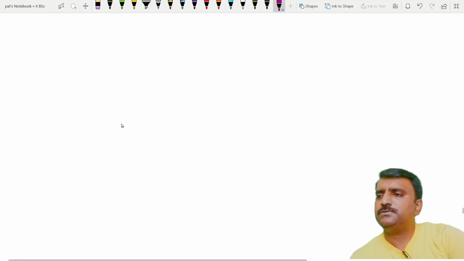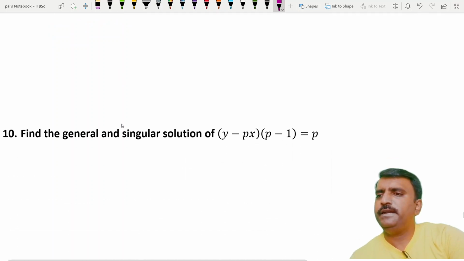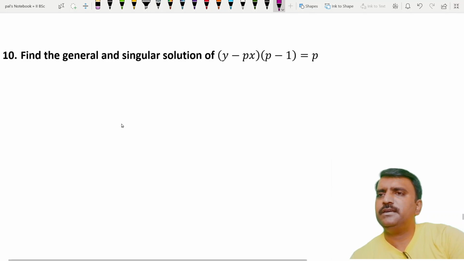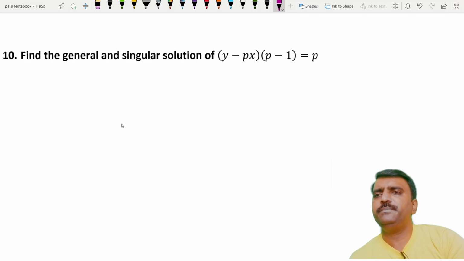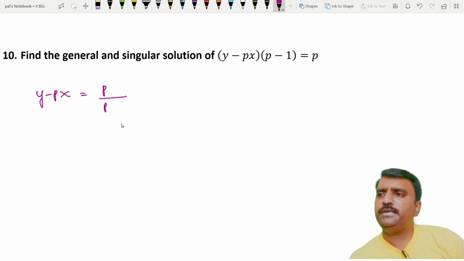So next one more example. Find the general and singular solution of y minus px into p minus 1 is equal to p. You write this equation as y minus px is equal to p by p minus 1.